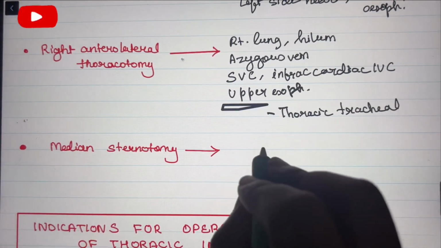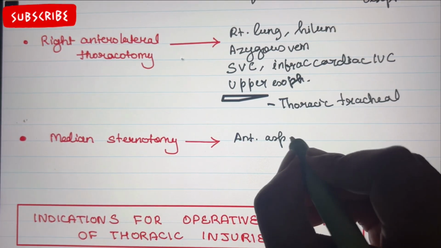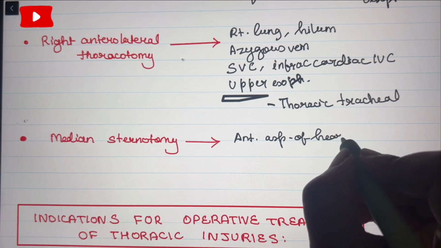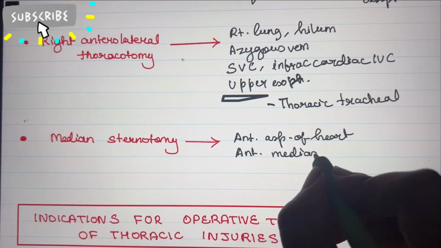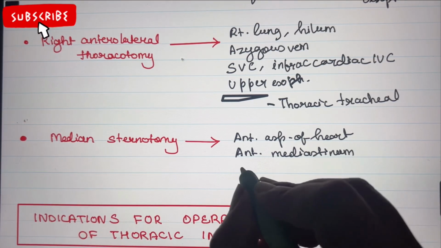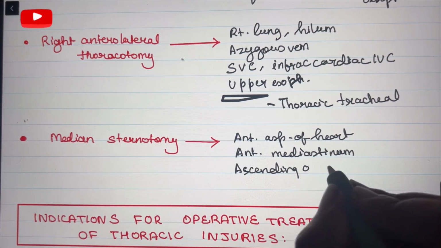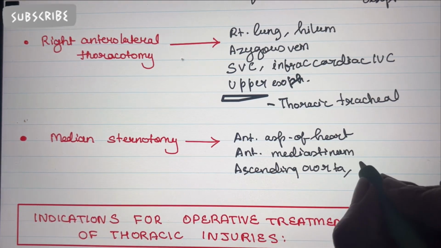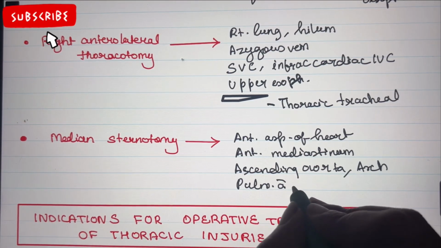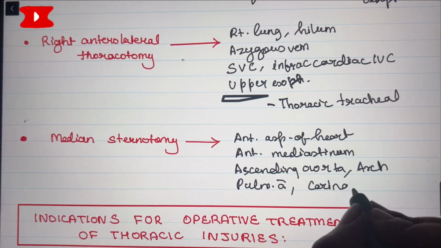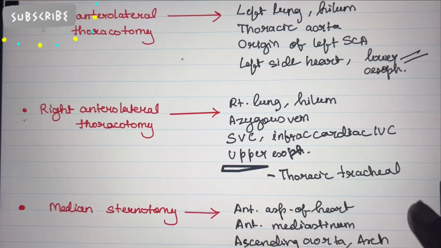And median sternotomy is done if there is injury to the anterior aspect of the heart, and in cases of anterior mediastinum injury. If there is injury to the ascending aorta or injury to the arch of aorta, and injury to the pulmonary arteries and carina of trachea, then we use the median sternotomy approach. So these are the approaches, 3 approaches.